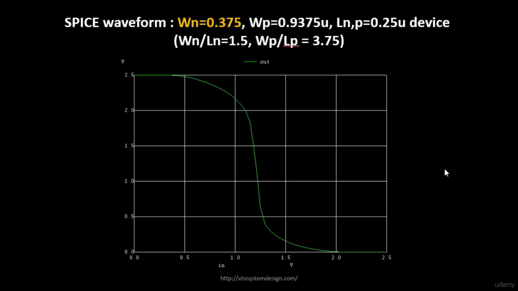For that, let us keep these two waveforms side by side. On this side we will have the SPICE waveform for Wn equal to Wp, where your PMOS and NMOS sizes were exactly the same, with a width of 0.375 and a length of 0.25. That's constant across both the analyses that we did. So in this case, the W by L ratio of the NMOS is equal to the W by L ratio of the PMOS, and that's equal to 1.5.